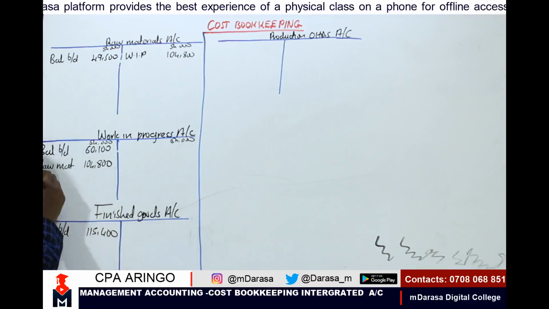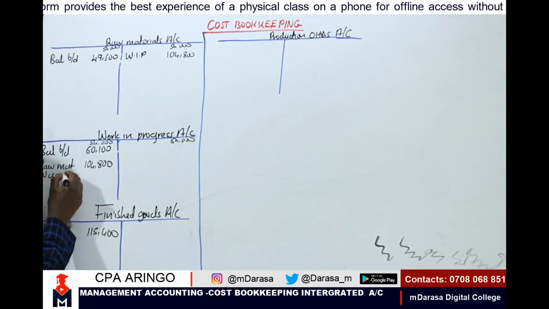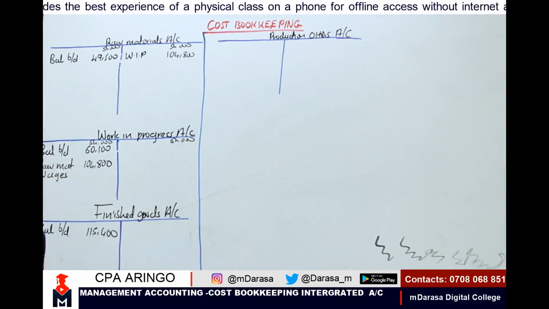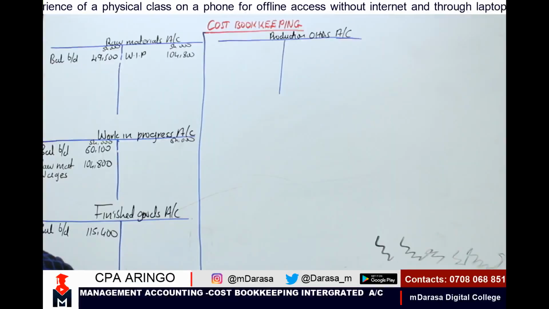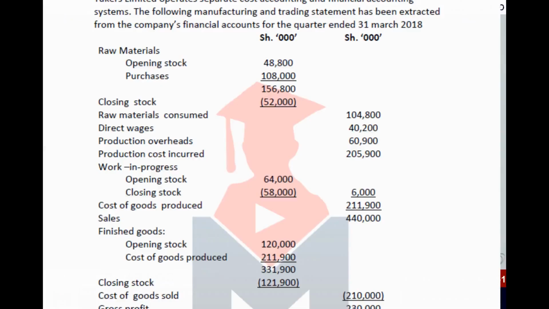So I'm having wages charged. Wages charged, I was given 4,200. So I'll be having 4,200 here. We've debited our work in progress and credited our wages control account or wages account. After having that case, the next component to do will be what?